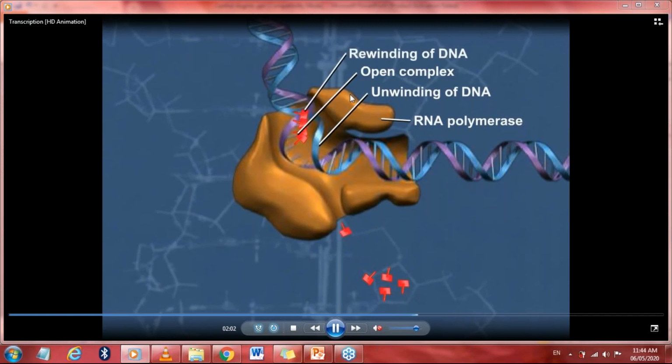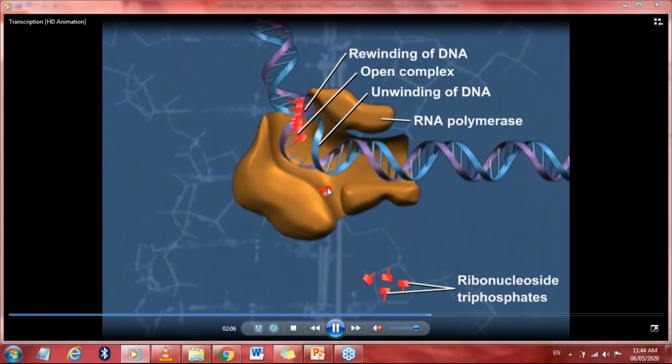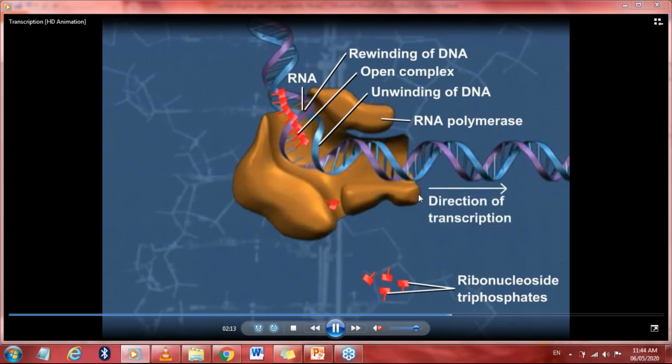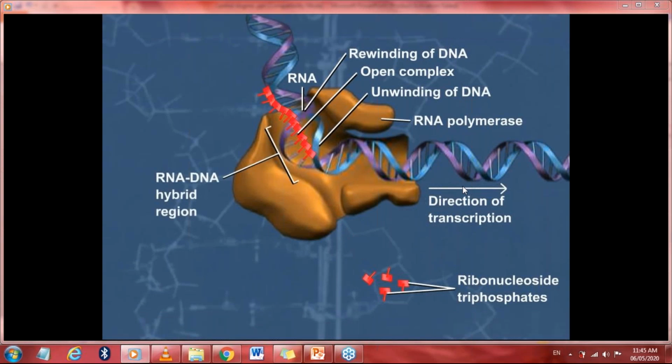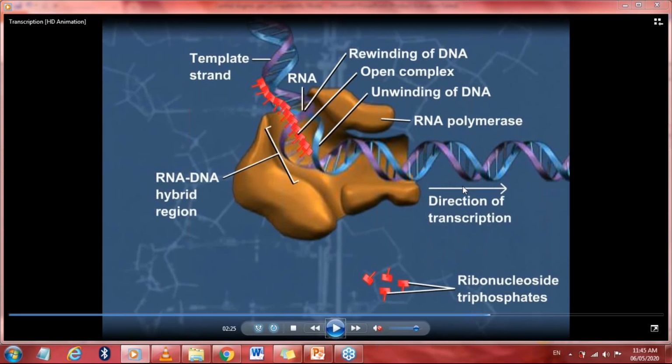Now this is the rewinding of DNA. You can see this is ribonucleotide triphosphate. Hopefully it is clear? This process will continue until the RNA polymerase reads a termination codon or stop codon. When it reads a termination codon or stop codon, suddenly the process will stop.